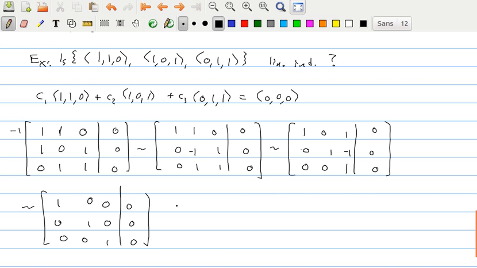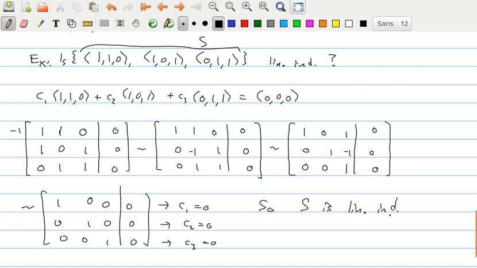So the first equation tells us that C1 is 0. The second line tells us C2 is 0. The third line tells us C3 is 0. That says the only solution to this system is all the C's being 0. So that says that our set, let's call this set S, S is linearly independent, which is what we were asked.